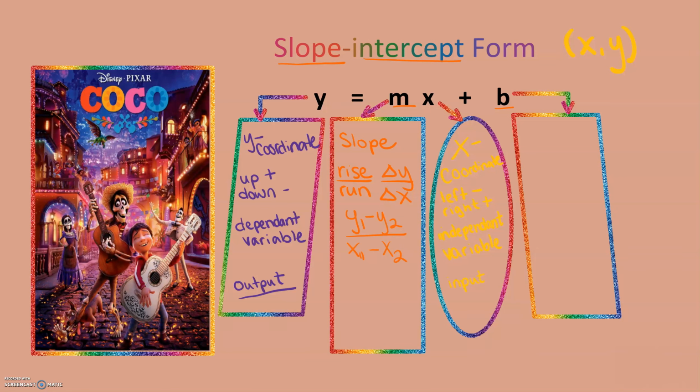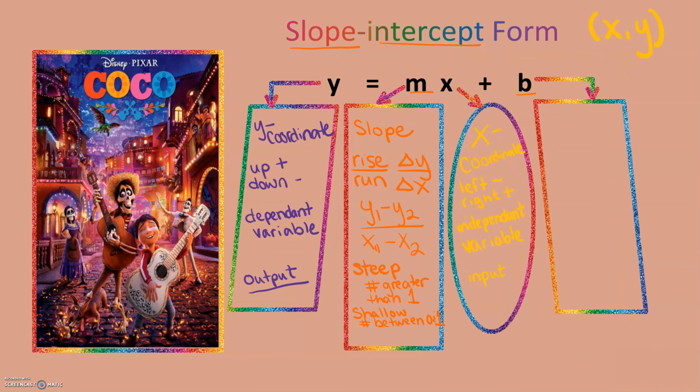So we know that a slope is a rise over run. We know that it's the change of y's over the change of x's. But what that tells us is the steepness. How steep is this slope? How shallow is this slope? If that number that is m, that number that's attached to the x, is greater than 1, it's said to be a steep slope. If that number is between 0 and 1, meaning if it's a fraction, that slope is said to be shallow.